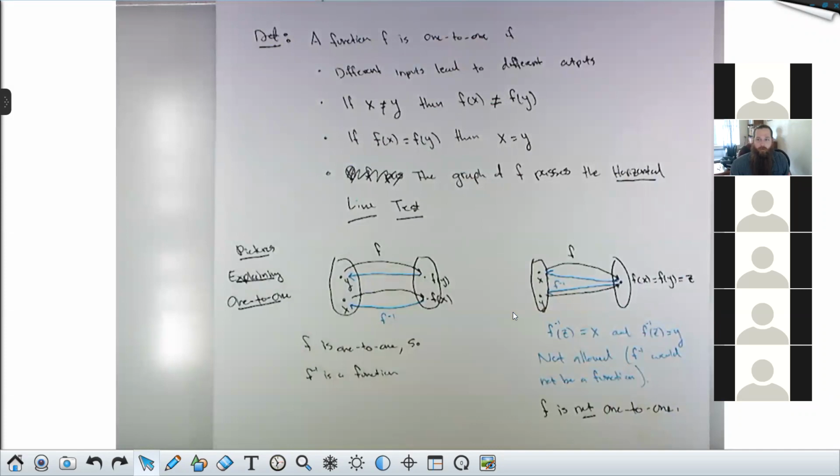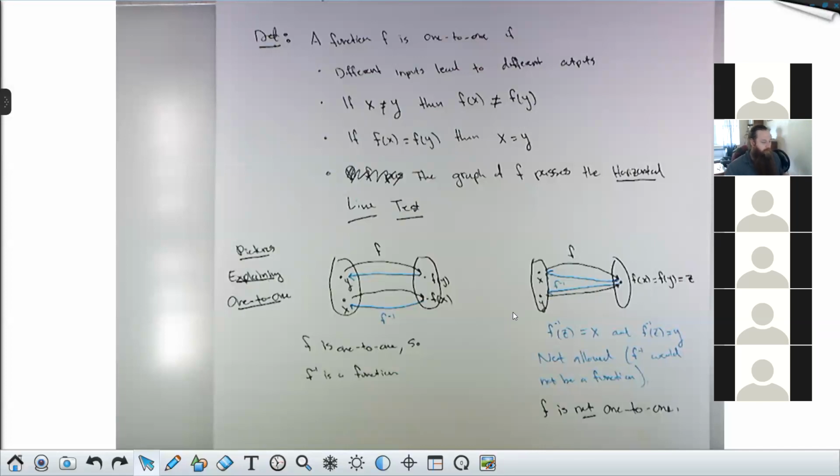The intuitive thing is that the inverse sends each output back to the input from which it came. So if f sends Joe to Sally, then f inverse sends Sally back to Joe. If f of 3 is 7, then f inverse of 7 has to be 3. If you have two or more different inputs going to the same output, then the inverse relation, the inverse mapping, is going to have to send that one output back to all those different inputs. And that's not something functions are allowed to do.